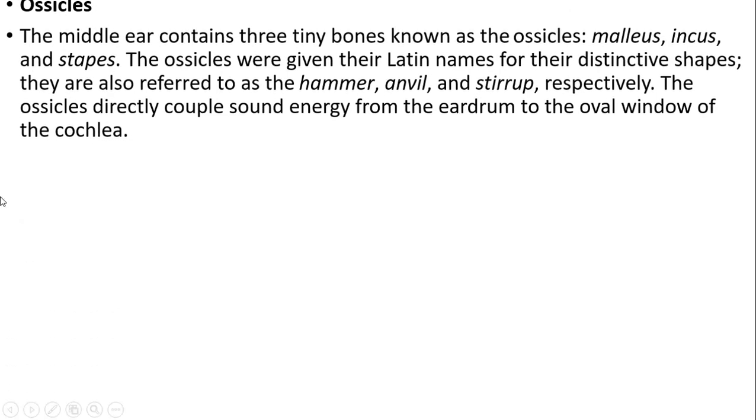The ossicles. The middle ear consists of three tiny bones known as the ossicles: malleus, incus, and stapes. The ossicles were given Latin names for their distinctive shapes. They are also referred to as hammer, anvil, stirrup, respectively. The ossicles directly couple sound energy from the eardrum to the oval window of the cochlea.